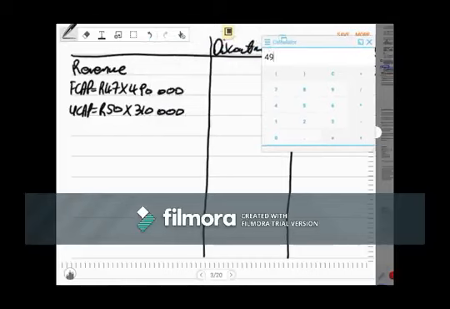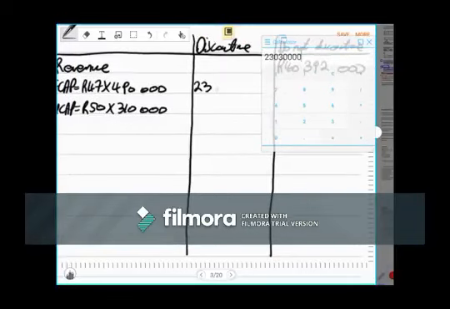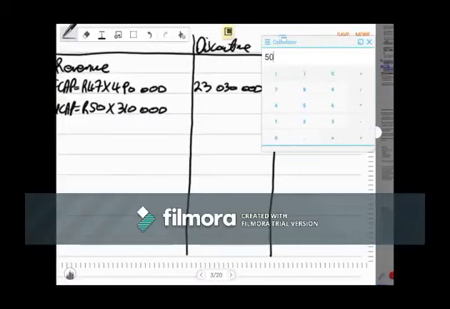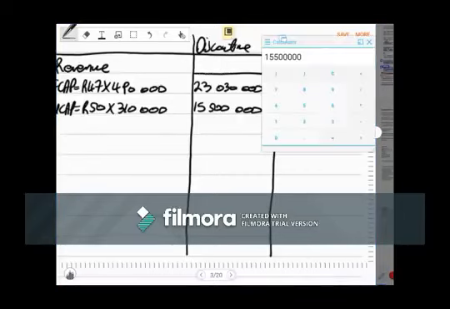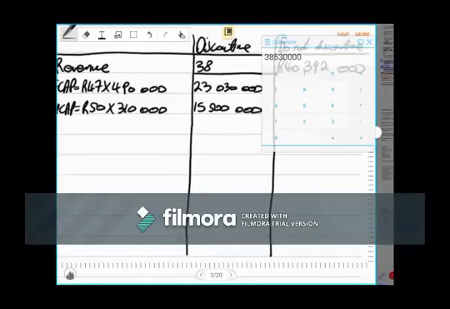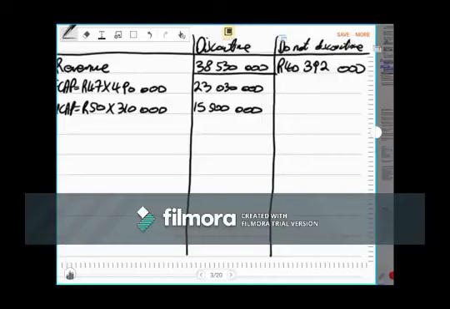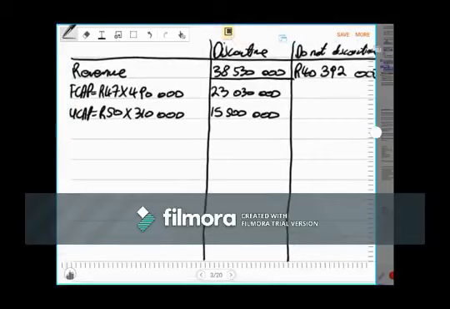So now we have 490,000 times 47 rand. It gives us 23,030,000. Second one will be 50 times 310,000. This will be 15,500,000. Then we can draw a line here, add the two, plus 23,030,000. And the total revenue will be 38,530,000. This is the revenue only for the two products combined. We don't have to split the two because now we are comparing the discontinuation and the continuation.